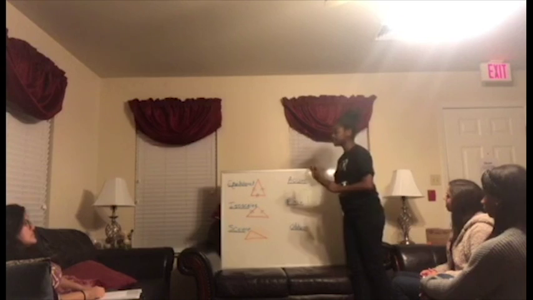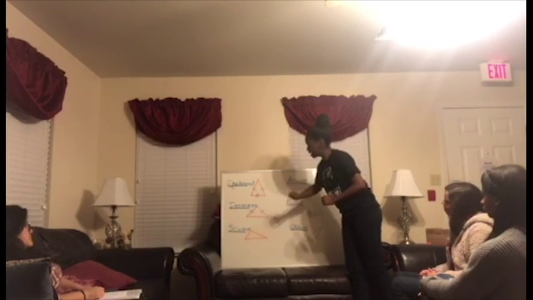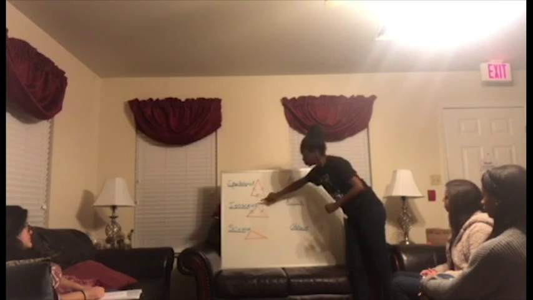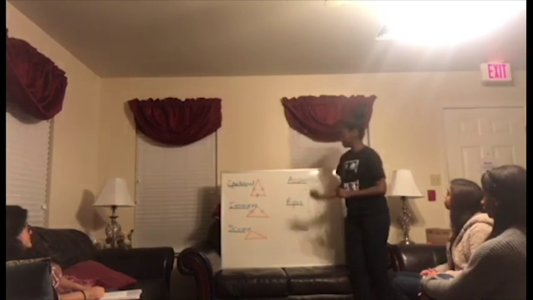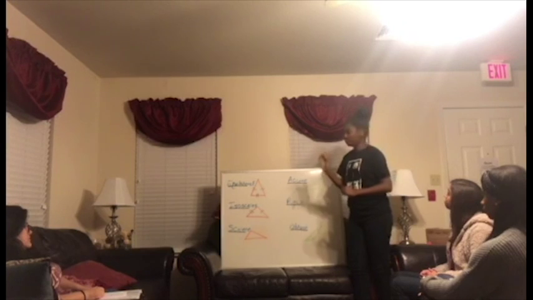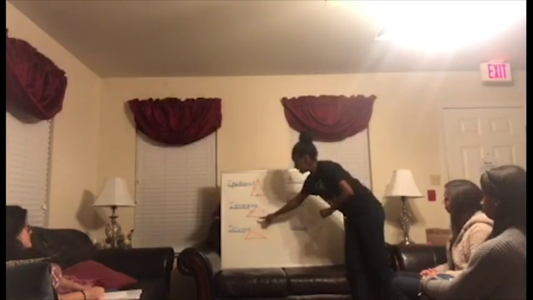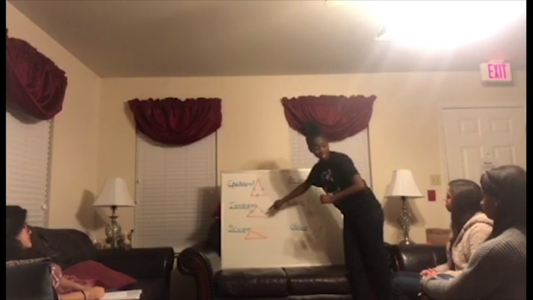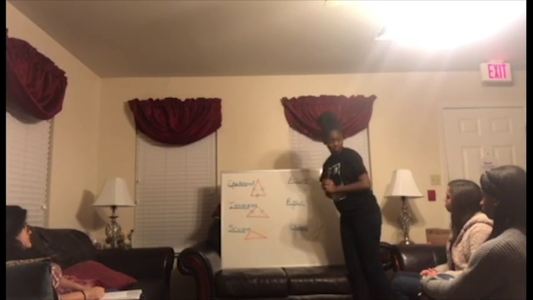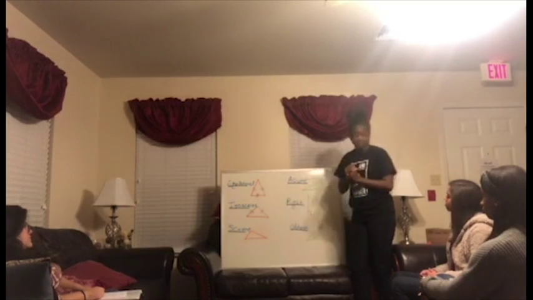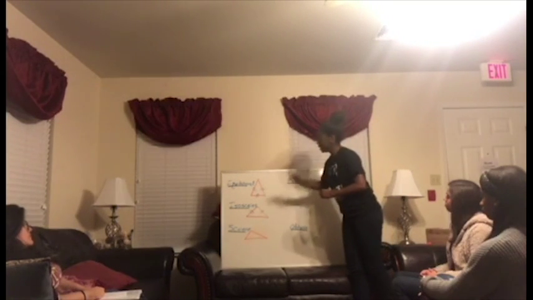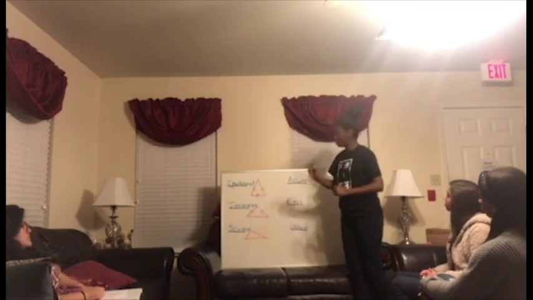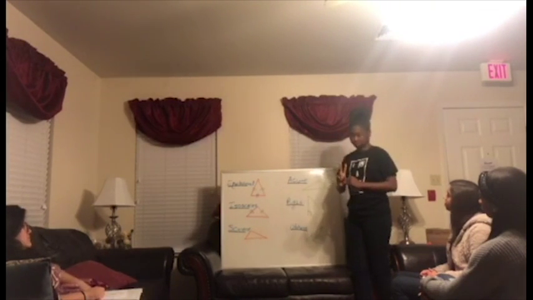Now, the isosceles triangle only has two of the same sides. These two sides of the triangle are the same length. However, this side of the triangle is longer than both of these sides. So that's how you can tell the difference between an equilateral triangle and the isosceles triangle, because the equilateral has three, while the isosceles only has two.